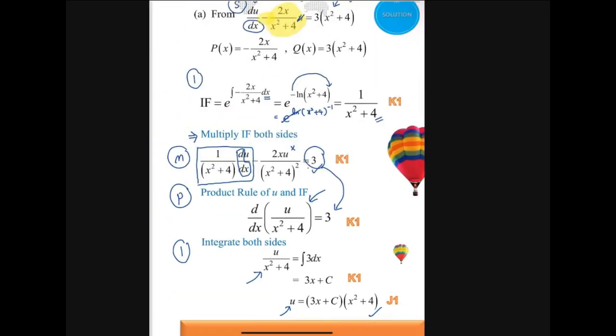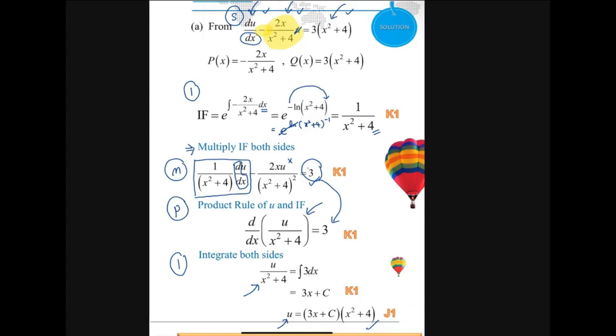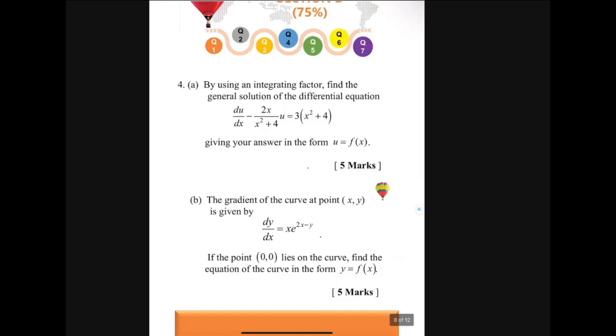Okay, so that is the 5 main steps for the integrating factor method. Remember each step is very detailed. Don't skip any step. Shouldn't be a problem. Okay, moving on to B.